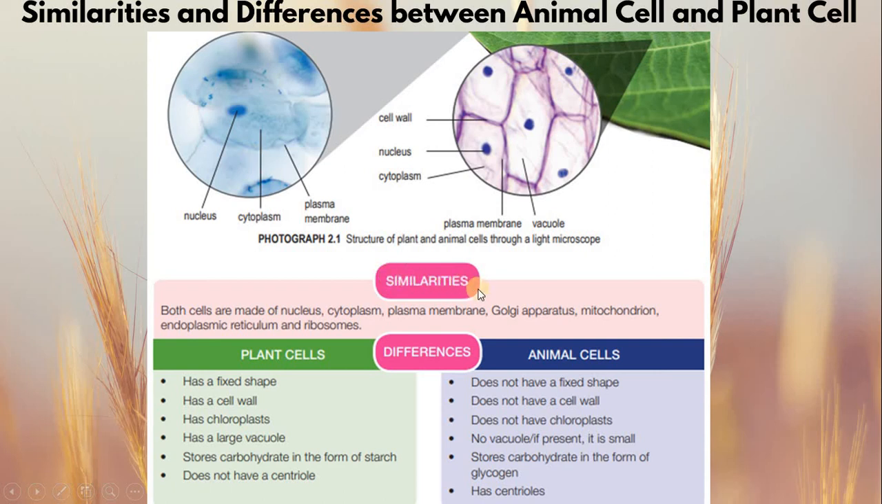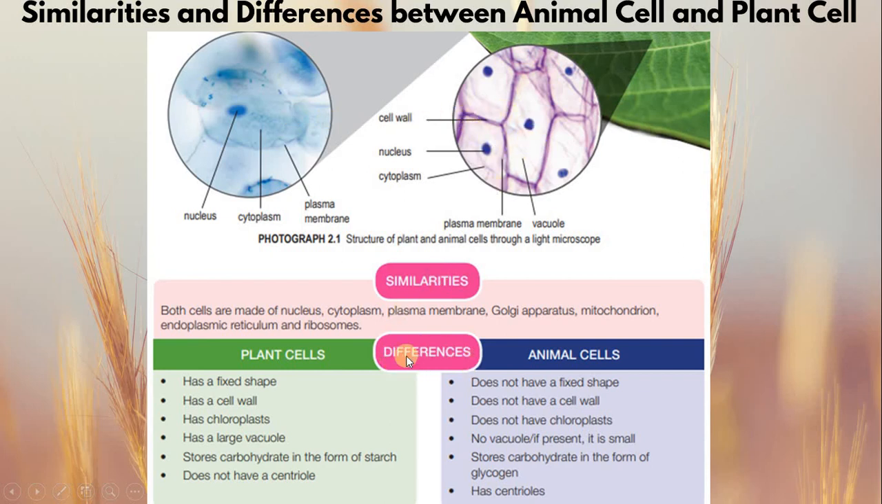Okay, now we go to the similarities. Both cells are made of nucleus, cytoplasm, plasma membrane, Golgi apparatus, mitochondrion, endoplasmic reticulum, and ribosome. These are the similarities for both animal cell and plant cell.